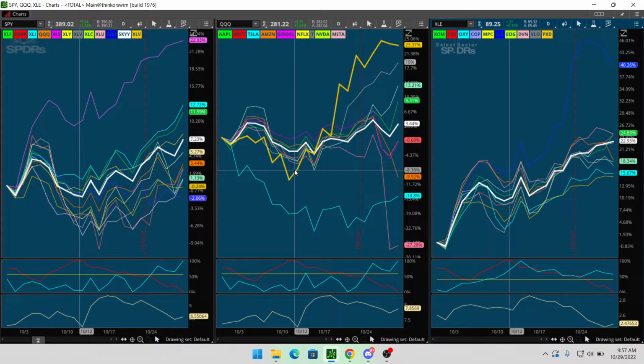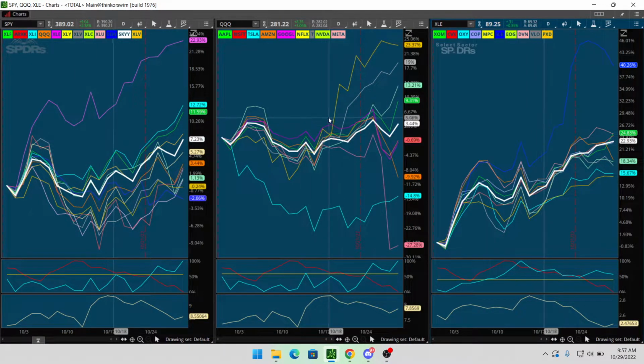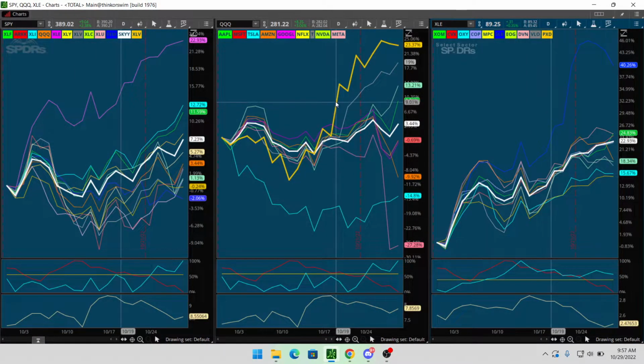But here's where the action is. As we start to see this yellow line come up and you see it come up and pull away, you had a strong move here. You might wait for the confirmation that it pulls away pretty strong.